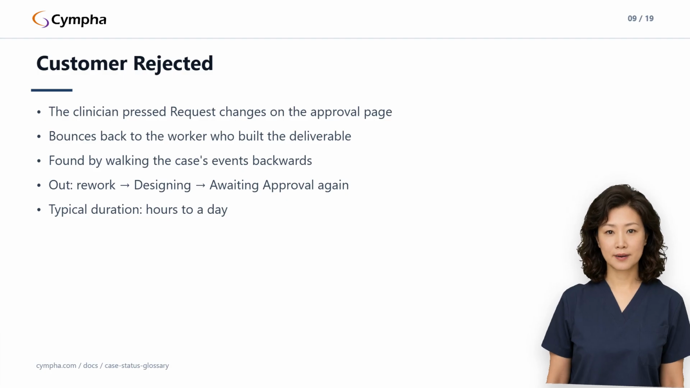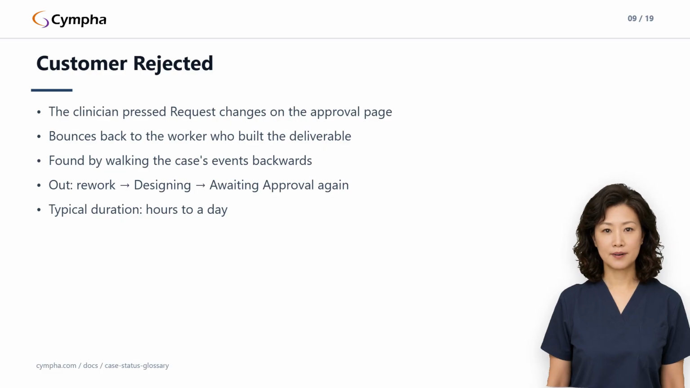Not every review ends in a yes, and 2 statuses cover what happens then. The first is customer rejected. It means the clinician looked at the deliverable on the approval page and pressed request changes. The case bounces back to the lab worker who actually built that deliverable, and note how Cympha finds them. It walks the case's event history backwards to identify the previous lab worker. So the rejection lands on the right bench, with the person who has the file open and the context in their head, rather than on whoever happens to be free.